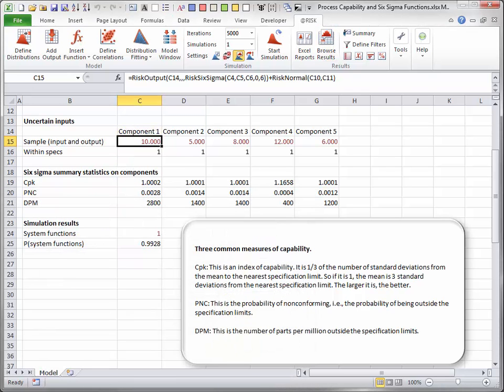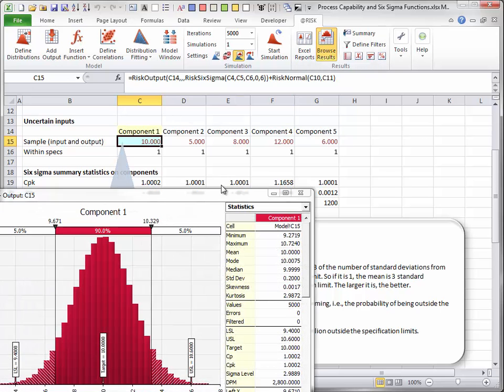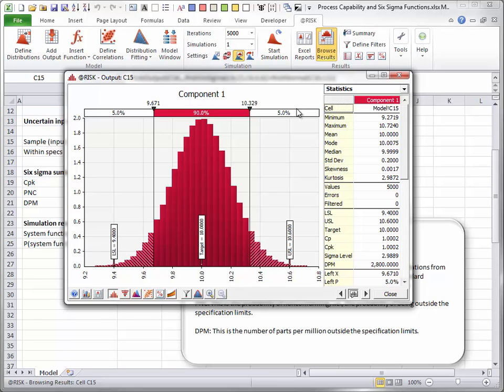First, you can see the probability that the system functions in cell C25, which is slightly greater than 99%. This value doesn't rely on any of the Six Sigma functions. Second, to see the effect of the Six Sigma functions, I will look at the histogram of component 1. You can see the specification limits and the target on the chart. And you can move the sliders to these specification limits if you like.